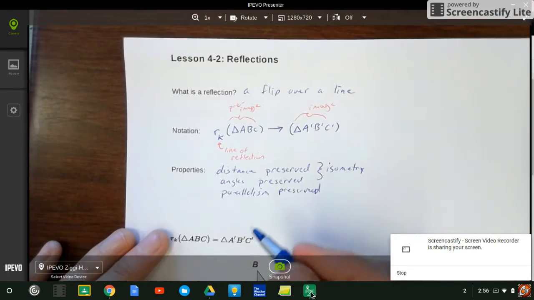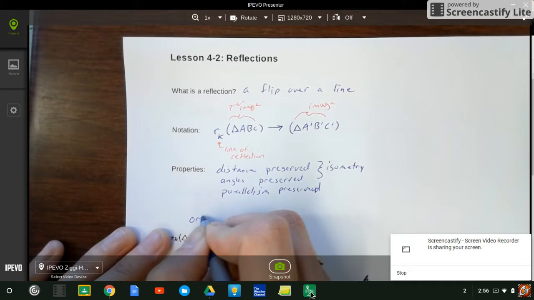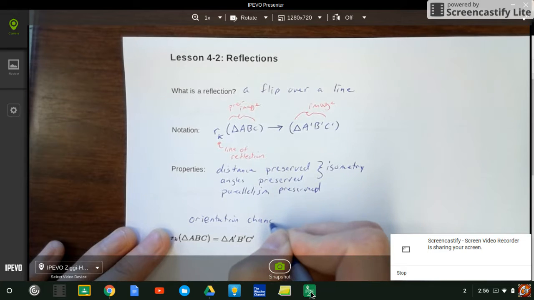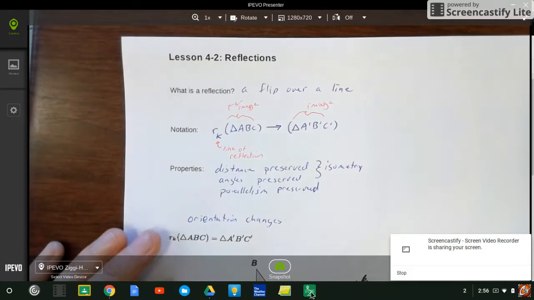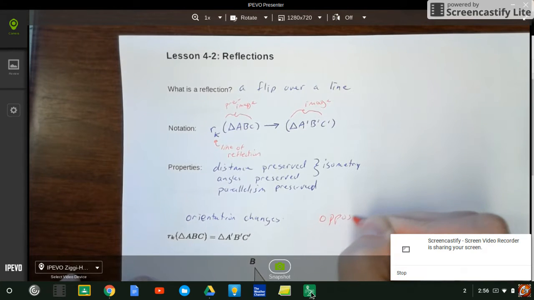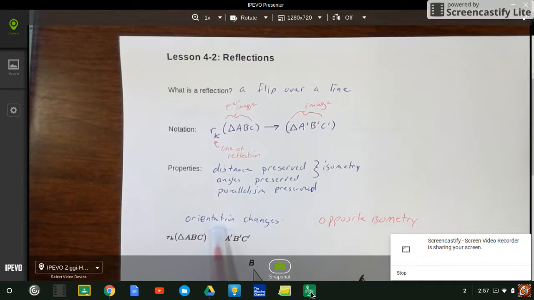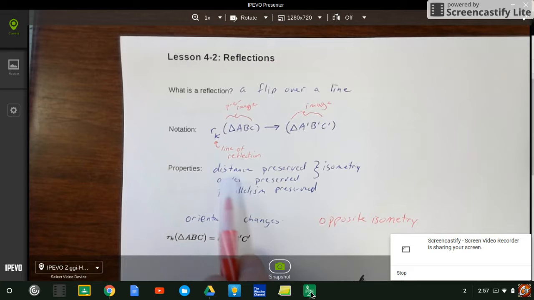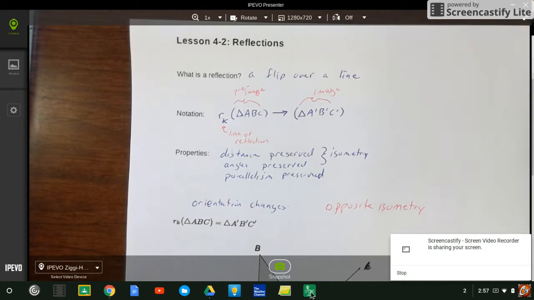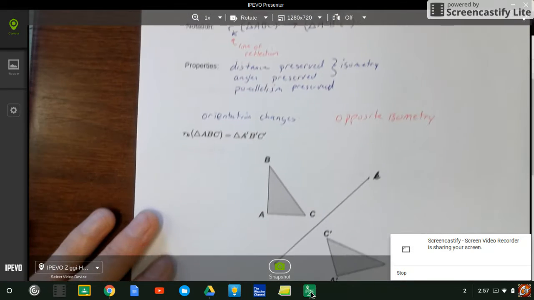What's not preserved? Orientation is changed. Orientation changes. That tells me that this is an opposite isometry. Okay, opposite because the orientation changes. Isometry because distance and angle are preserved. Okay, so in other words, when we flip it over, it's still the same size. So let's look at an example of what that might look like.